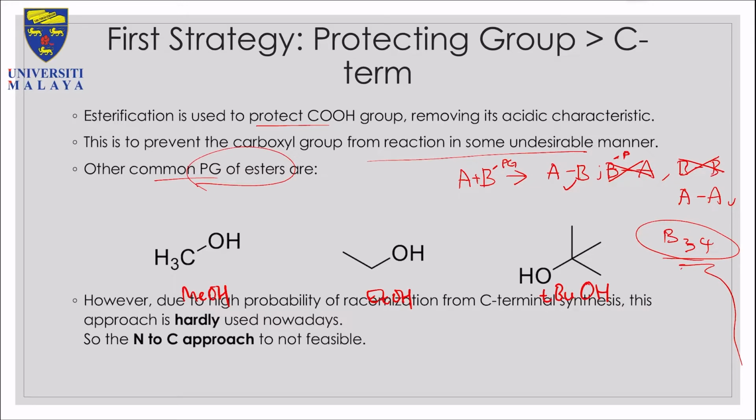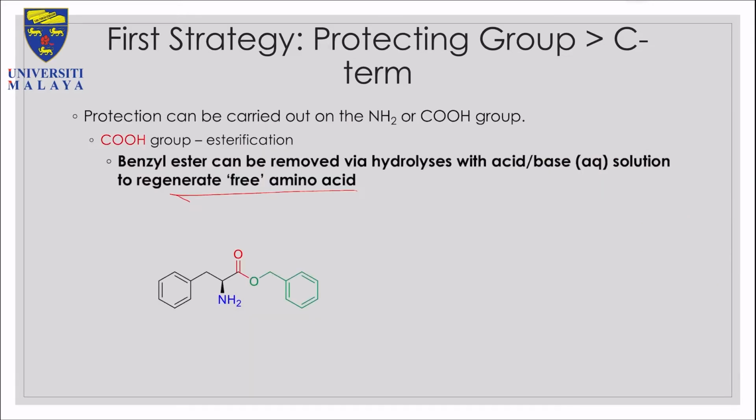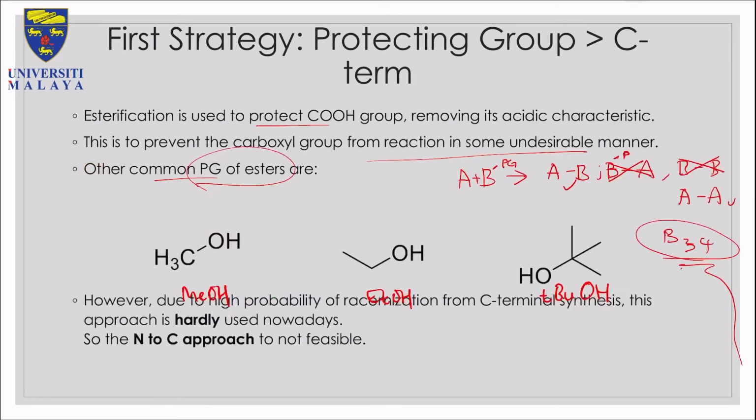What I mean by that is that if you look at the structure, you do have the chiral center over there. This proton on the chiral center is what we call an acidic proton. So in the presence of base, for example, if you hydrolyze it using a base, you can deprotonate that one as well, and therefore create racemization. So the N2C approach is not feasible. N2C is growing through the C terminal, and therefore it's better to use the C2N approach. Nonetheless, the N2C approach is used widely in nature, in our body, for example.